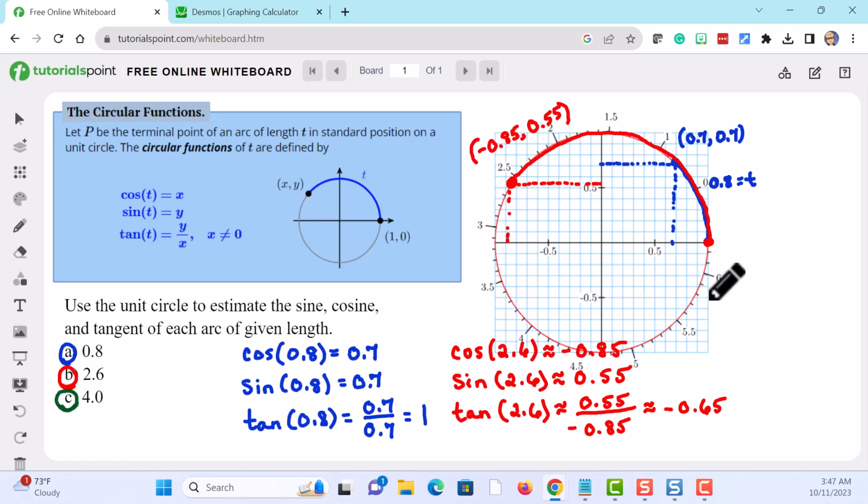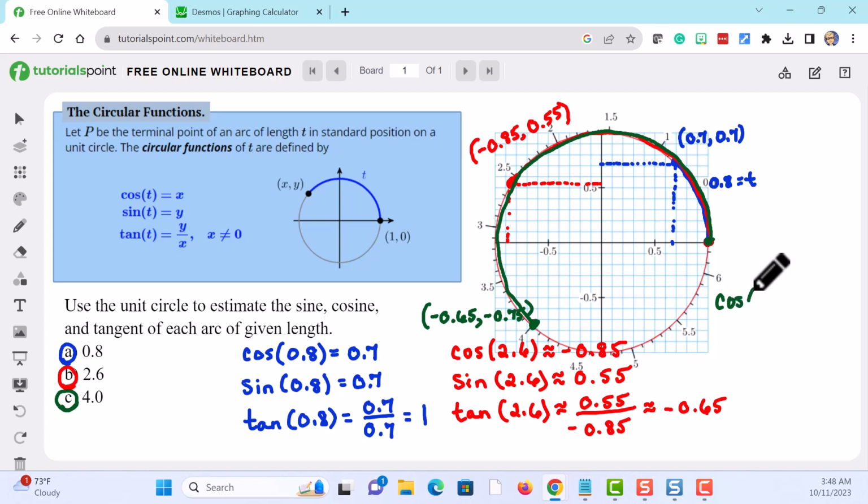In part C, we have an arc length of 4.0, so we start at (1, 0), measure counterclockwise until we get to 4. We estimate the coordinates of that point. Looks like the x-coordinate is about negative 0.65, and the y-coordinate is approximately negative 0.75.